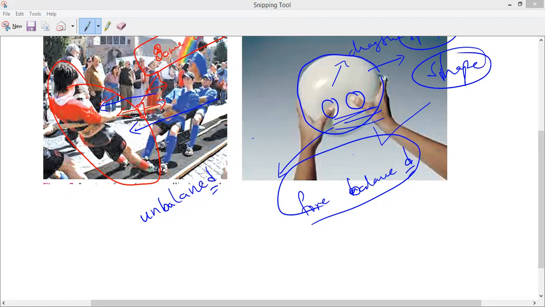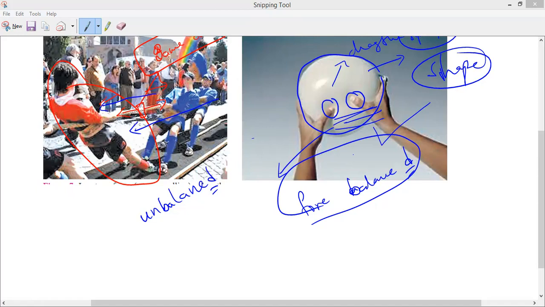So if a number of balanced forces act on a stationary body, then the body remains in which position, guys? Suppose hundreds of balanced forces are acting. The body remains in stationary position only. If a number of balanced forces act on a body in uniform motion, what will happen, guys? It will continue in which motion?